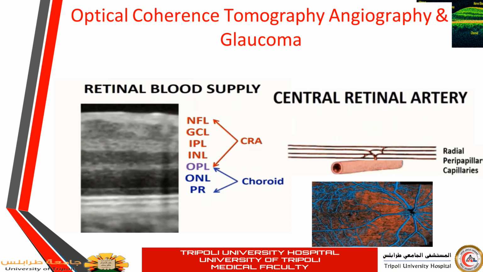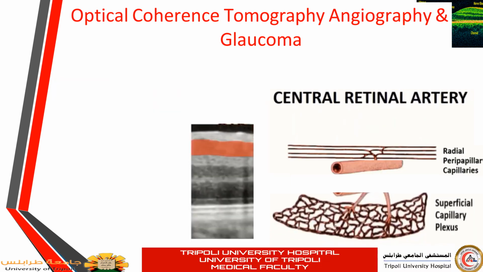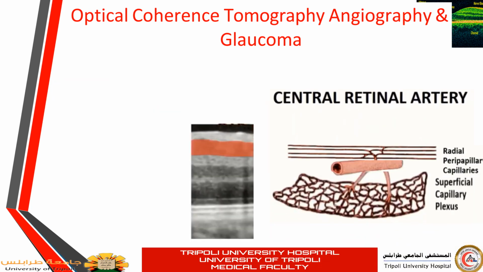Also, we will find that the central retinal artery forms different plexuses when it supplies the retina. The first plexus is the radial peripapillary capillary plexus, mainly supplying the area of the optic disc, the innermost part of the optic disc and the adjacent areas. And from this same central retinal artery, we have the superficial capillary plexus that supplies the area of the ganglion cell layer and part of the nerve fiber layer, the retinal nerve fiber layer and the ganglion cell layer.